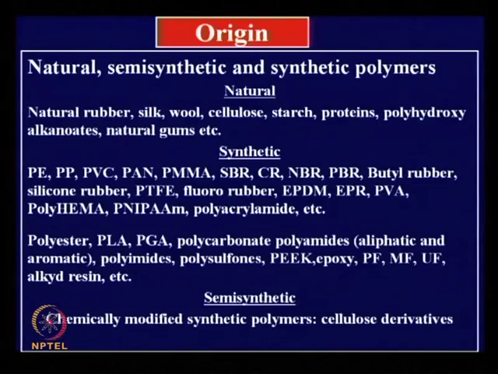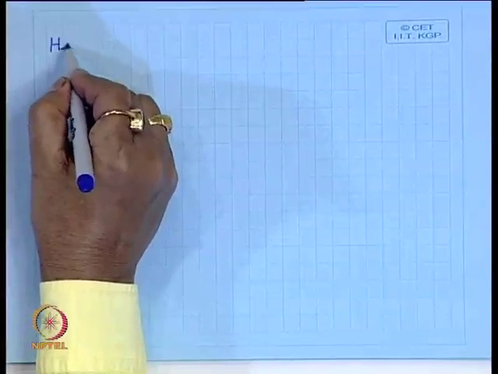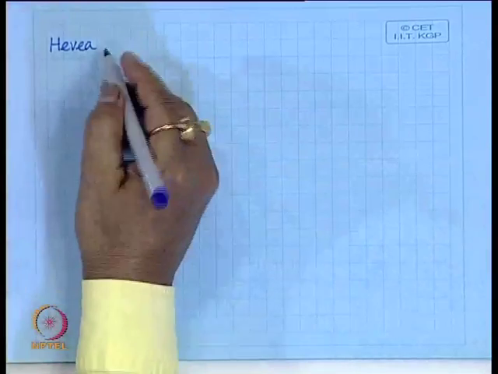Silk, wool, these are from animal origin, silk, wool, and natural rubber. Natural rubber is obtained from a tree known as the Hevea tree, Hevea brasiliensis.